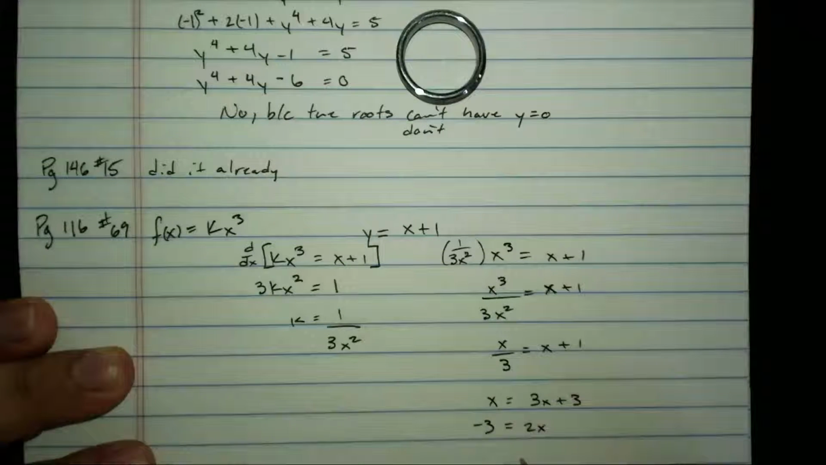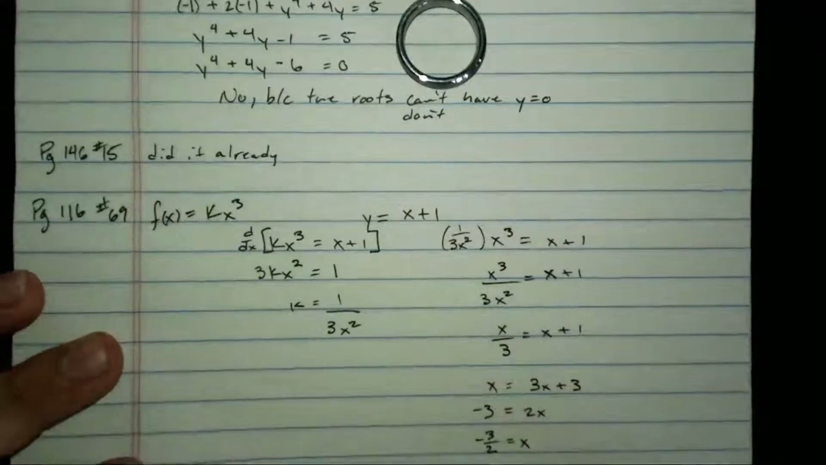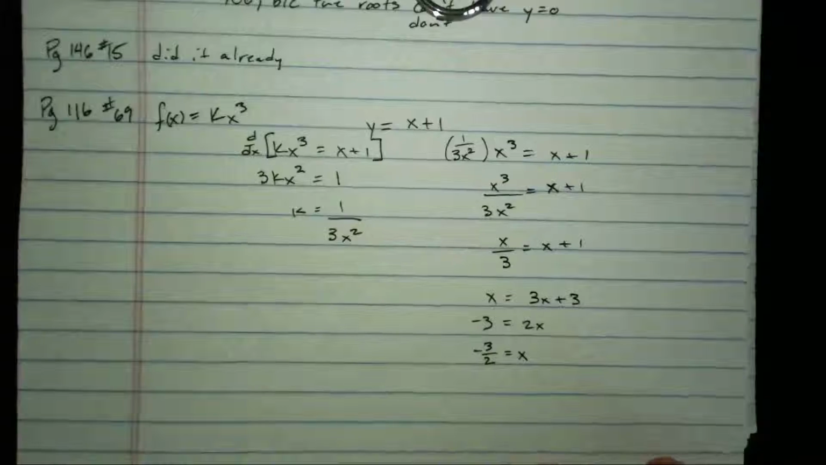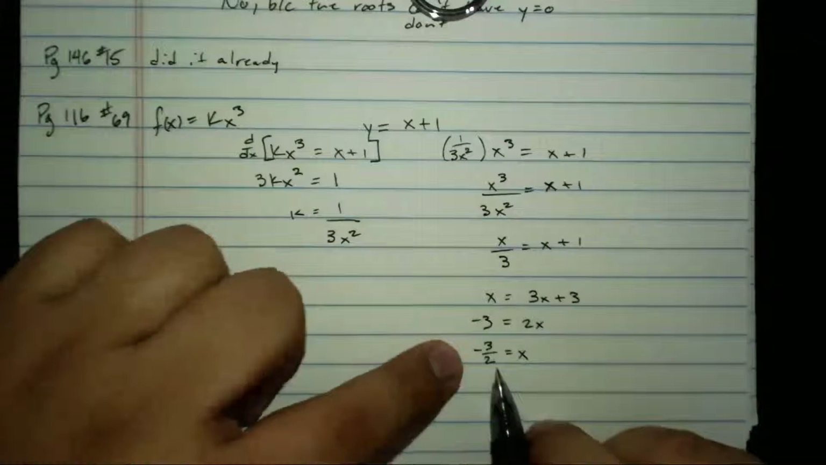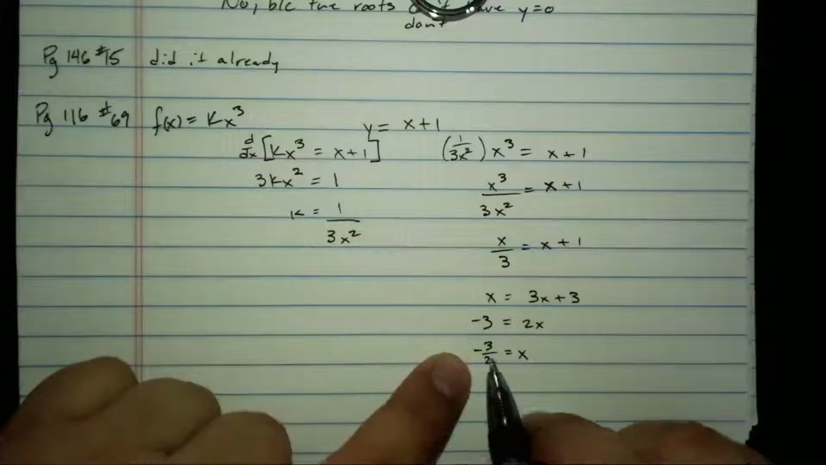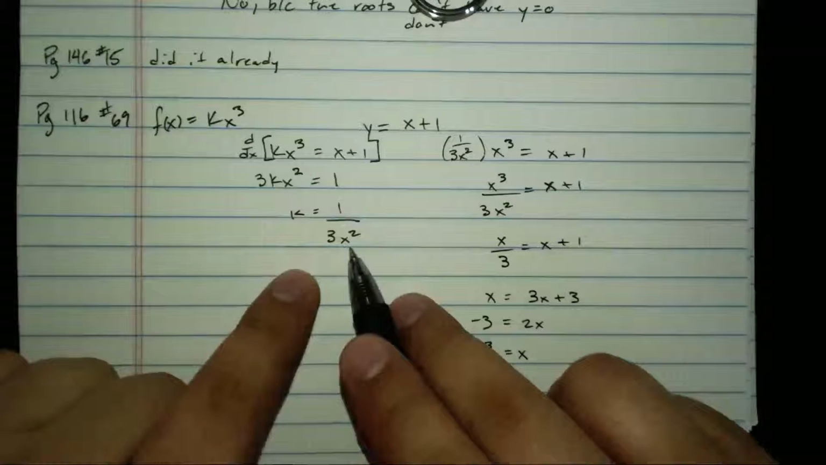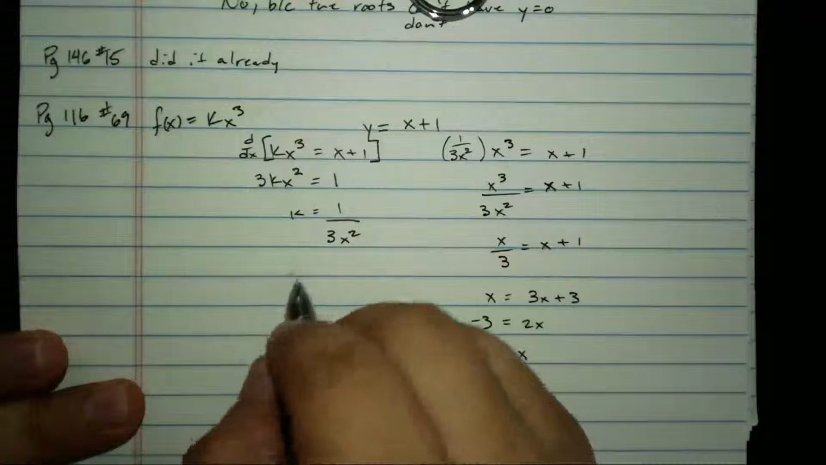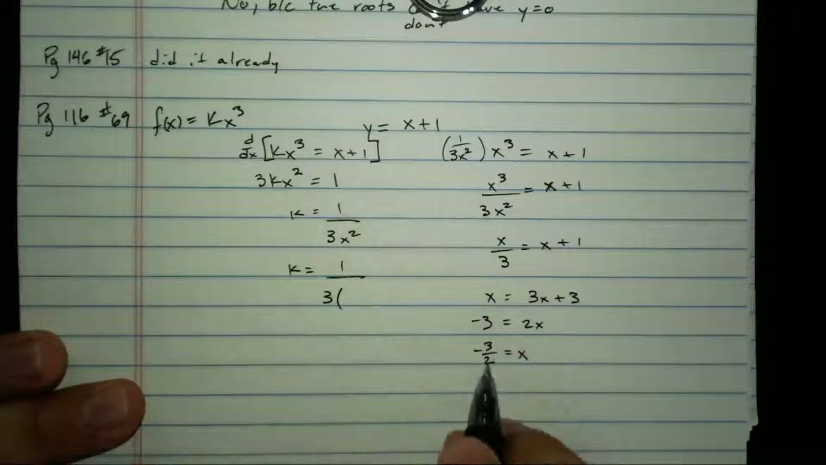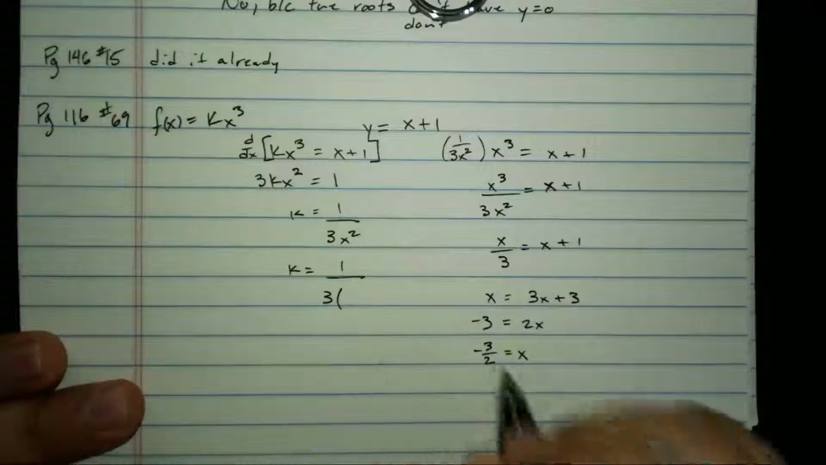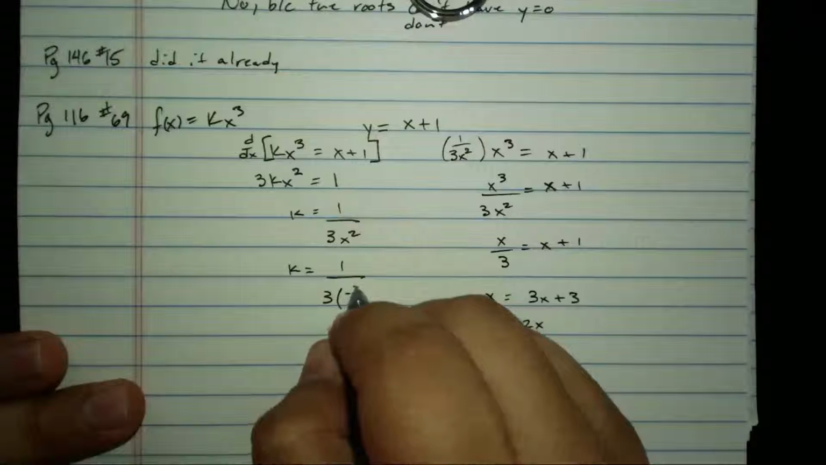So that means that x is equal to negative 3 halves. Oop, went off the screen. Okay, so you get x is equal to this. So now that we know exactly what x is equal to, now we can plug it back into this guy. So we say k is equal to 1 over 3 times negative 3 over 2 squared.